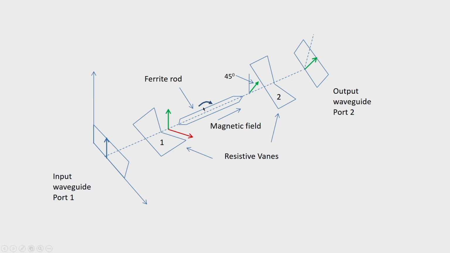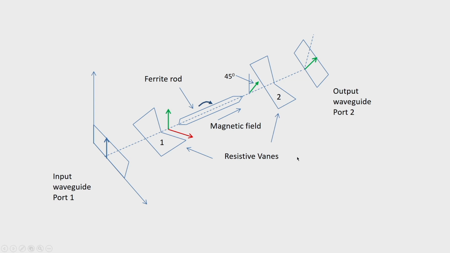where it undergoes 45-degree rotation, and this is shown here. Now, after this 45-degree rotation, this vane 2 is placed with its plane parallel to this edge, and therefore, this field will appear perpendicular to this vane and it will pass unattenuated, and finally, because of the transition present here, the wave will appear in the output port 2 unattenuated.